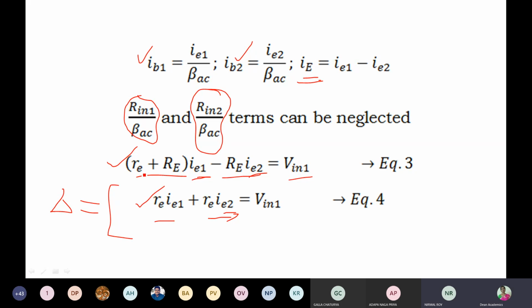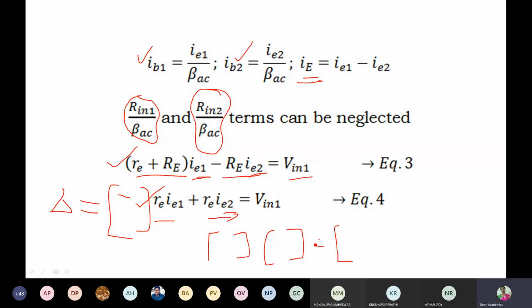Small re plus capital RE, first term. Second term is minus RE. Third term, minus RE, and then small re plus capital RE. After that, close the brackets with I1, that means I2. This is R, and then here what we write is IE1, IE2 is equal to.